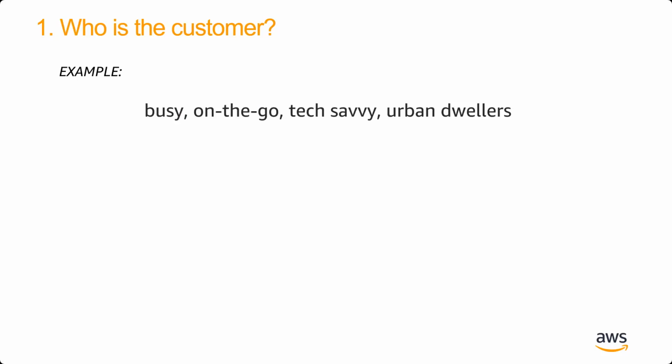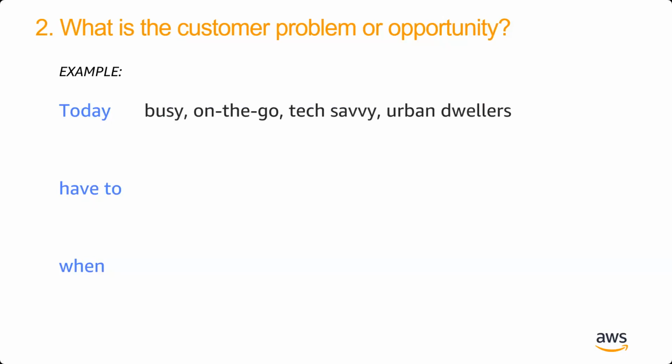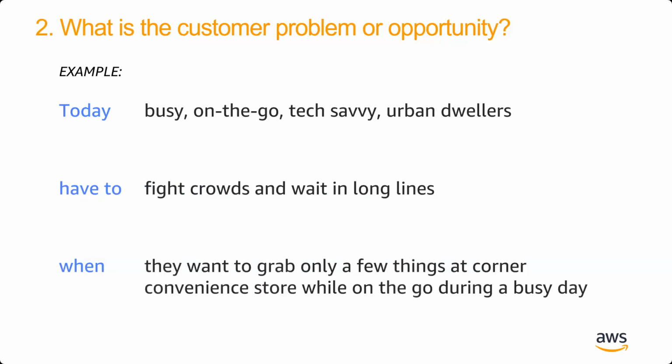When we say define the customer from empathize, the customer is the busy, on the go, technology savvy urban dweller. These are the people at Amazon, in Building 1, downtown Seattle. There were three young developers. When they had a break, they went down to the cold store, but they found crowds when they wanted to buy just a few things on the corner.